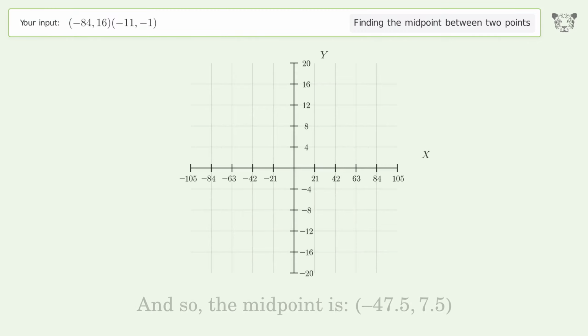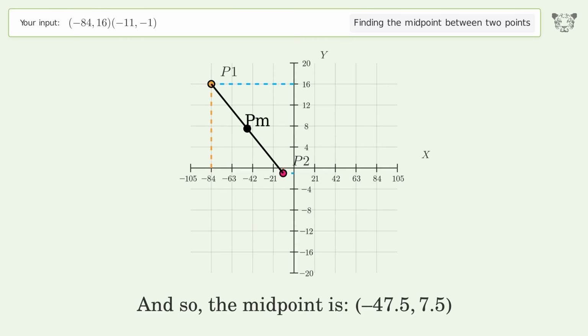And so, the midpoint is negative 47.5, 7.5.